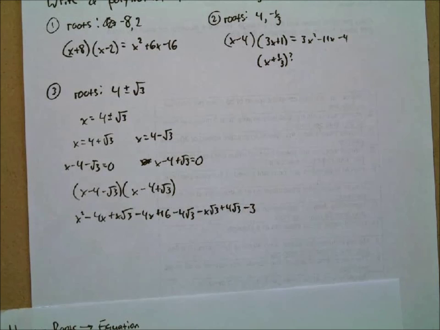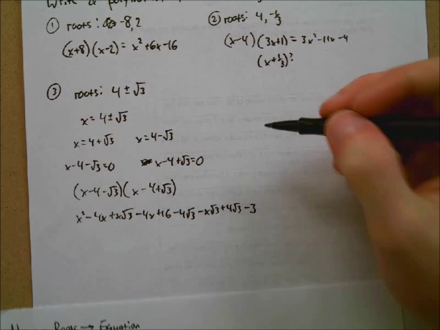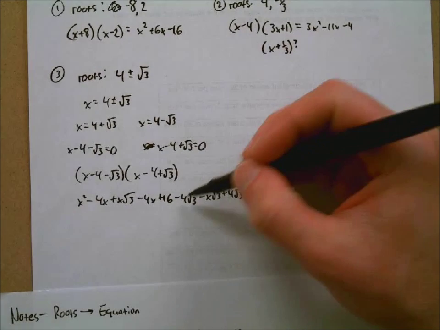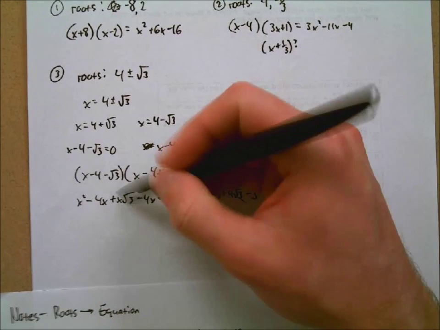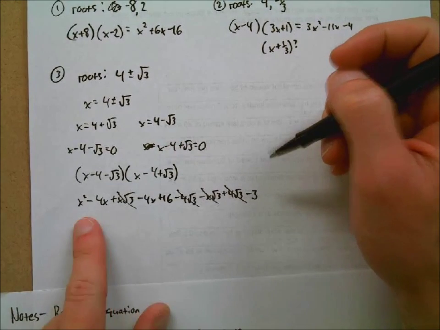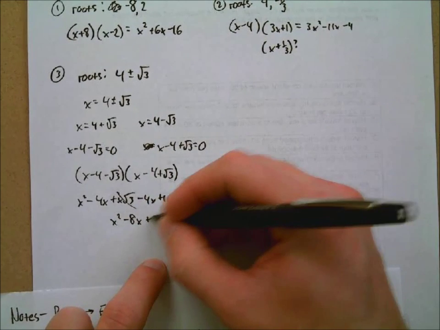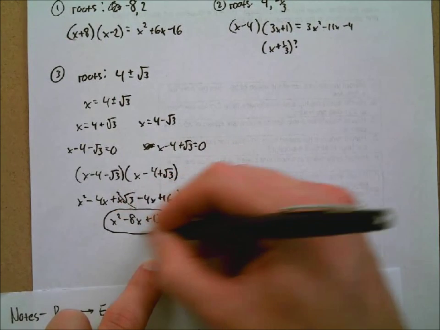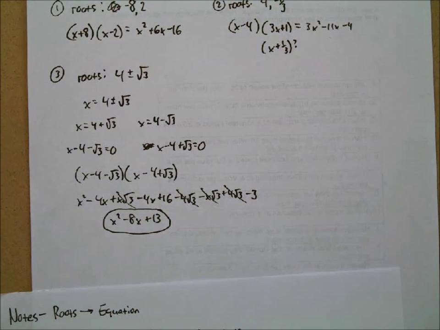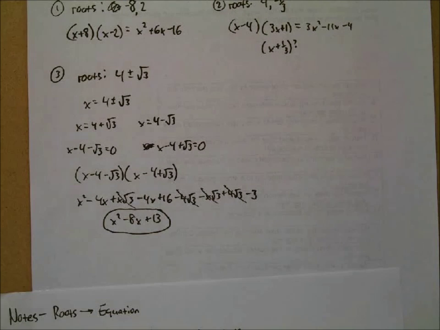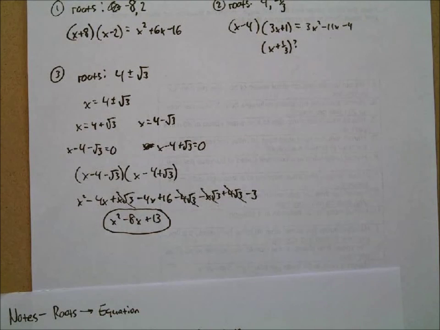Okay, this is one way to do it. I'll show you another way to do it too, but this is one way. You just multiply it all out. And then actually some things cancel here, I think. So what cancels out? Yeah, the 4 root 3's cancel. The x root 3's cancel. And we can just combine everything else. So it becomes x squared minus 8x plus 16 minus 3, so plus 13. And so there's a polynomial that would give you 4 plus or minus root 3 as zeros. Okay. That's one way to do it.